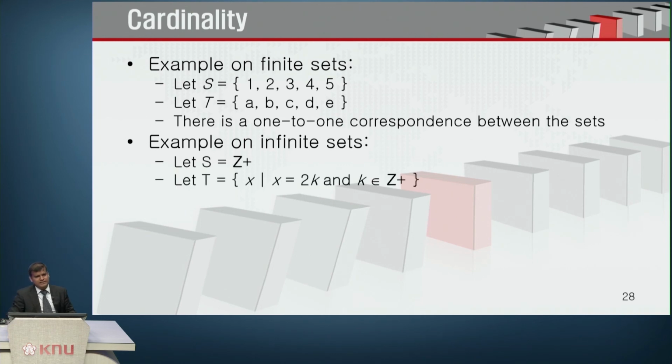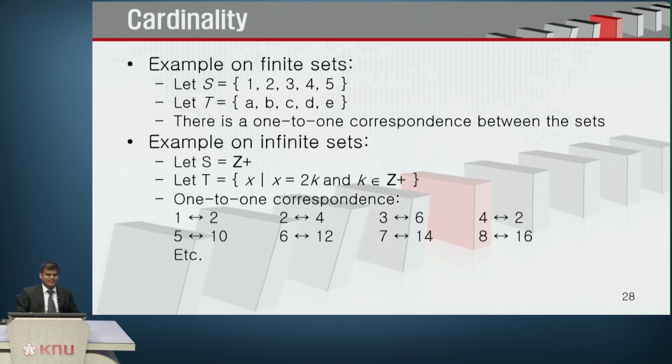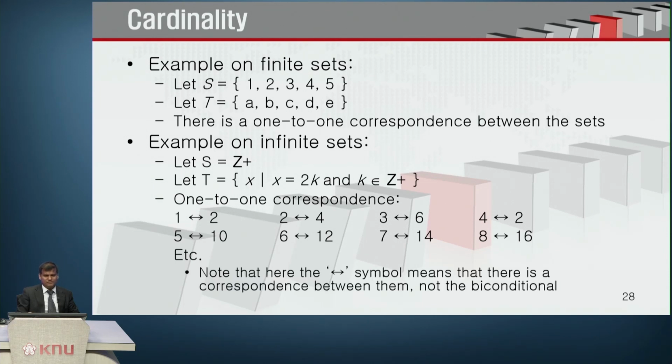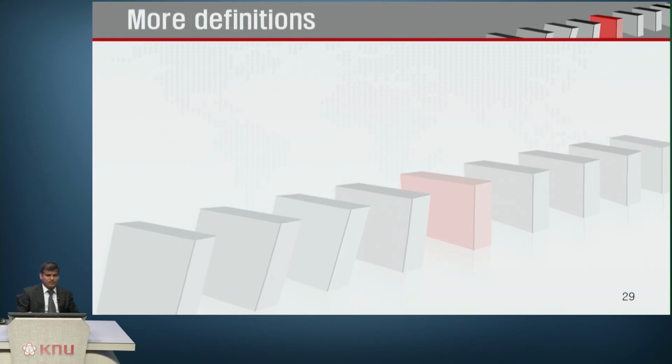For an infinite set, say S equals Z plus, which is all the positive integers, and T equals all x such that x equals 2k, where k is an element of the positive integers. That again has a one-to-one correspondence, but it goes on and on and on. It's an infinite set. You are trying to map here and see that it goes on. This symbol here indicates not the biconditional but a one-to-one correspondence.